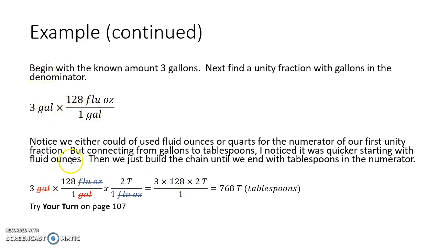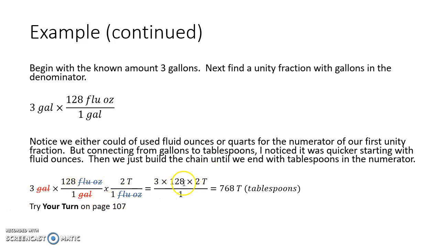So the very first thing I did was used my unity fraction with gallons and fluid ounces. And then I have a fluid ounce on the top, which I don't want, so I'm going to have to eliminate that. So my next unity fraction will have to have a fluid ounce in the denominator in order to eliminate that. So I choose the fluid ounce, which is 1 fluid ounce is equivalent to 2 tablespoons, which is great because tablespoons is what I need. Those units will cancel out.